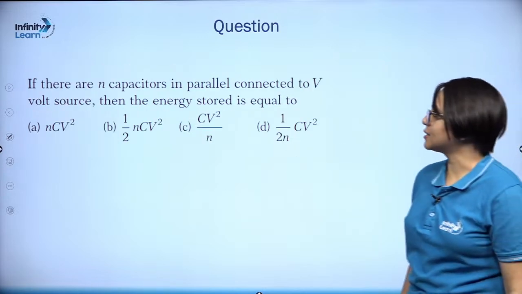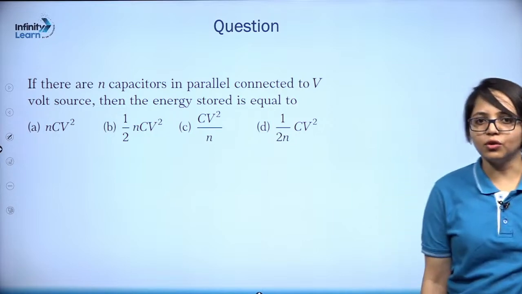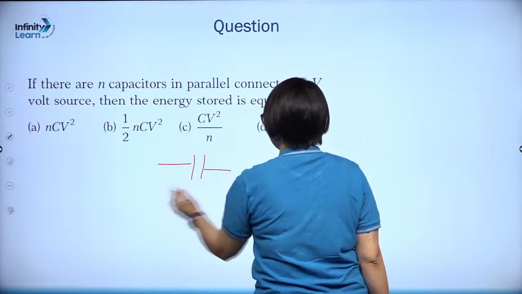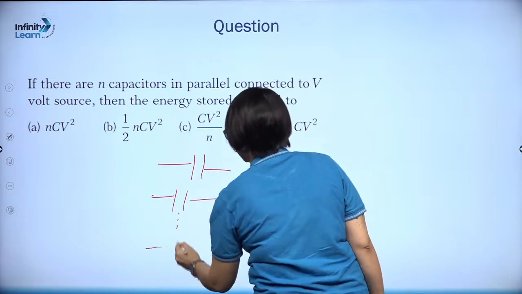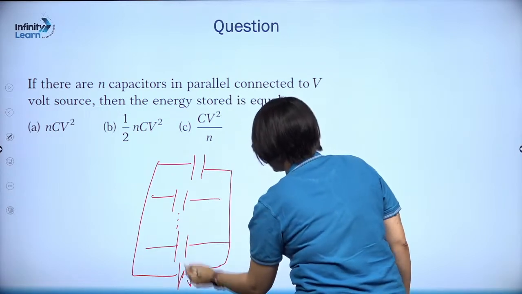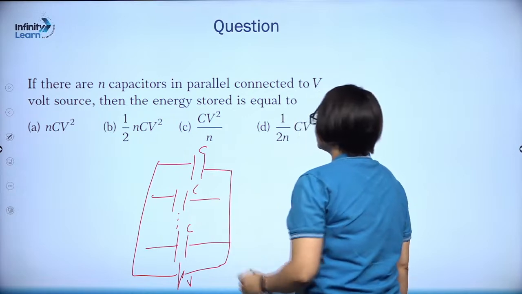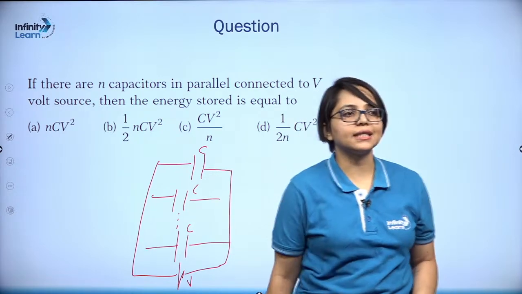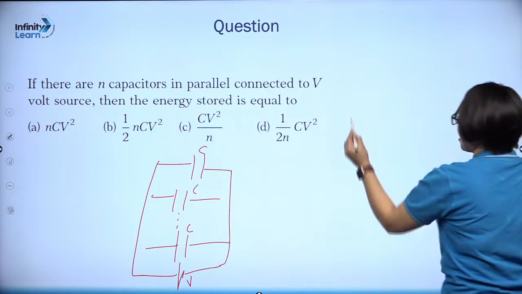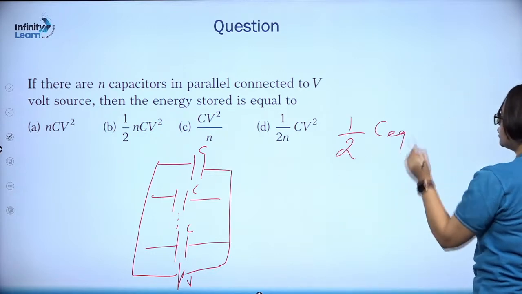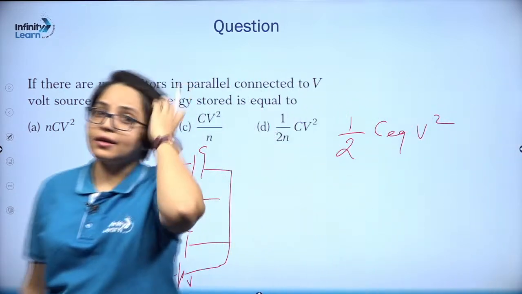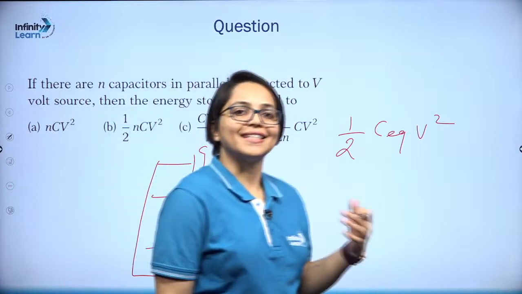There are n capacitors in parallel connected to a V volt source. Then energy stored is equal to, we have n capacitors in parallel like this and all are connected to a V volt source like this. Then what is the energy stored in this system? Try this one everyone. Energy stored is half into C equivalent into V square.